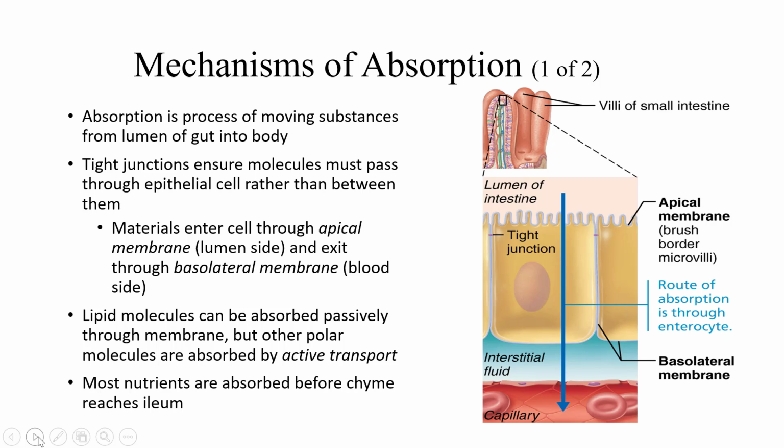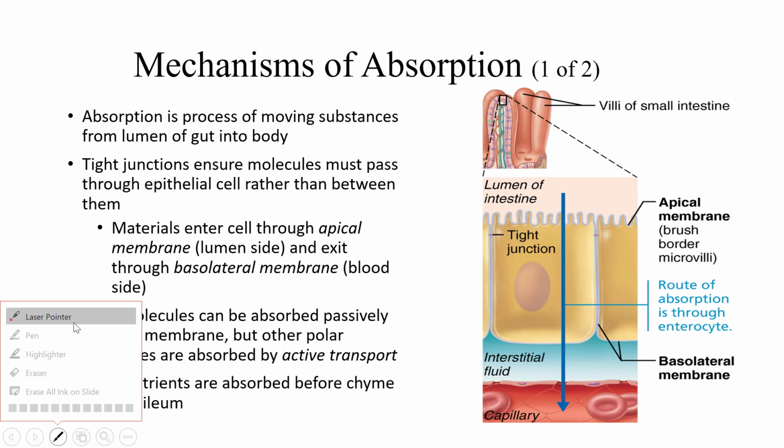Tight junctions ensure that molecules must pass through these epithelial cells rather than in between them. You cannot help it if some run in between, but most of them will have to go right through. The materials enter the cell through the apical side, which is the one facing the lumen. This part here that faces the lumen.